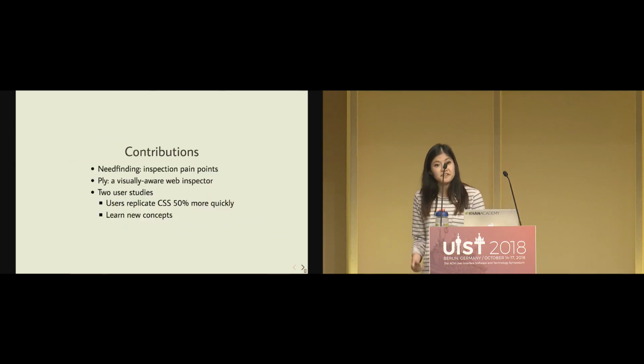First, we conducted a need-finding study with novice web developers to understand what exactly is challenging about inspecting HTML and CSS on production web pages. Then I'll walk you through Ply, which is the inspection tool that we built based on our results from need finding to address these challenges. And finally, I'll demonstrate how in 2 user studies it helps novices replicate complex components more quickly, as well as learn new concepts that are sort of subtle about CSS that you might not understand when you're just starting out.